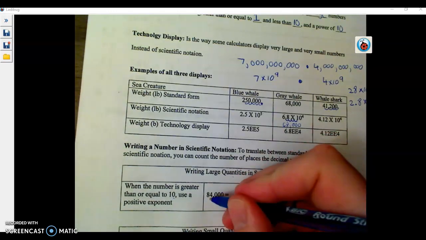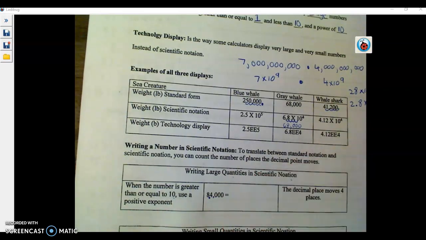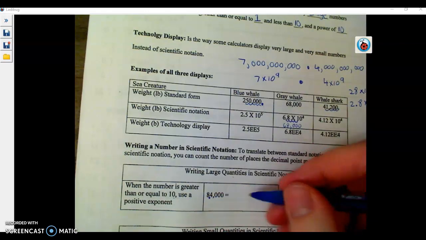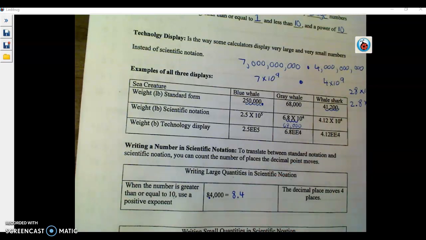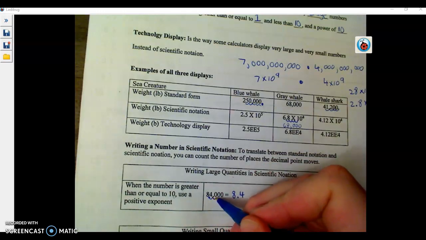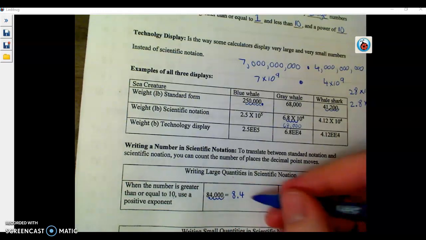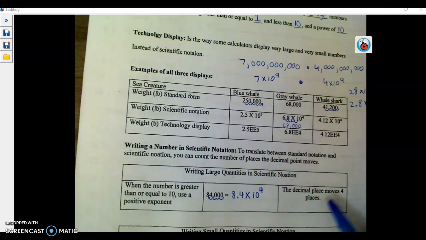So again, if I want to make sure my decimal point goes in between the 8 and the 4, the decimal point always wants to go after the first number. So it's going to be 8.4. We know to get back to its starting position, we need to move it 1, 2, 3, 4 times. So it'd be times 10 to the power of 4. The decimal place moves 4 places.